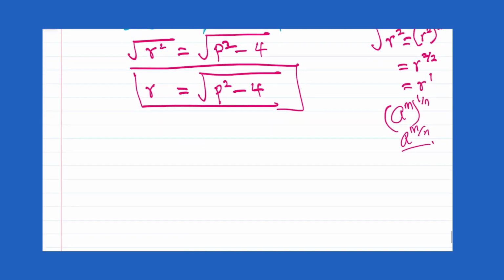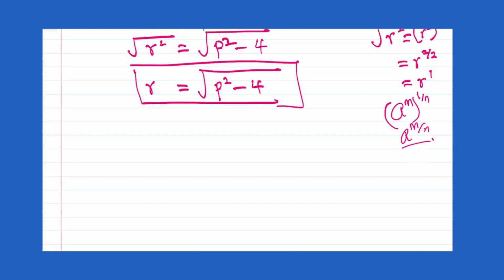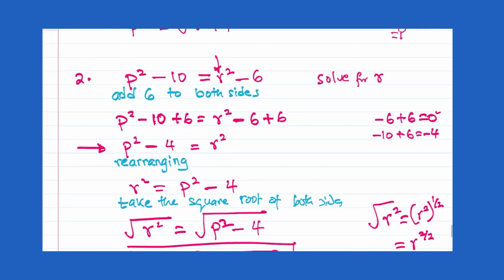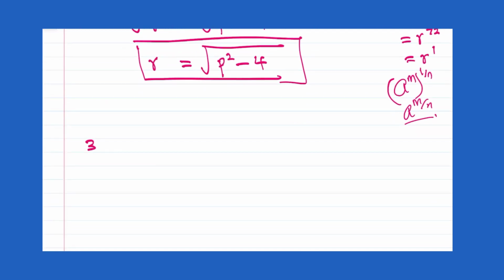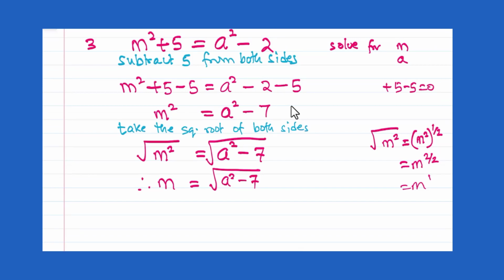So let's try this other one, and I will wait for you to solve it as well. So this is number 3 here. We have m squared plus 5 is equal to a squared minus 2. So we want to solve for m and also solve for a. You can pause the video and give it a try, and in the next video I will show you the solution. So you can see m squared plus 5 is equal to a squared minus 2. I'll wait for your solution and we can discuss that in the next video.